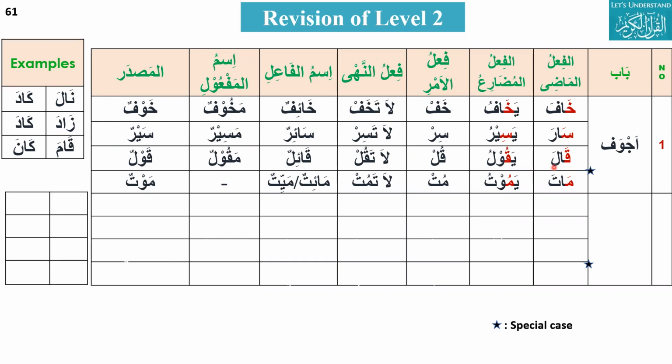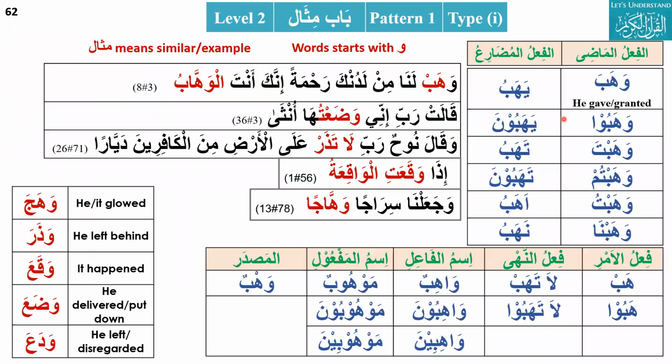If Qala means he said, what will be the Arabic for she said? Qalat. The feminine. Fa'ala, he did. What about she did? Fa'alat. Yes, this is قالت. قال، قالت. سارة، سارت. خاف، خافت. Yes. Okay, and what about the second one?